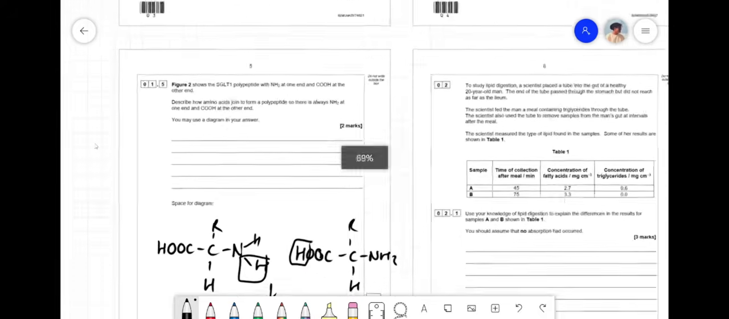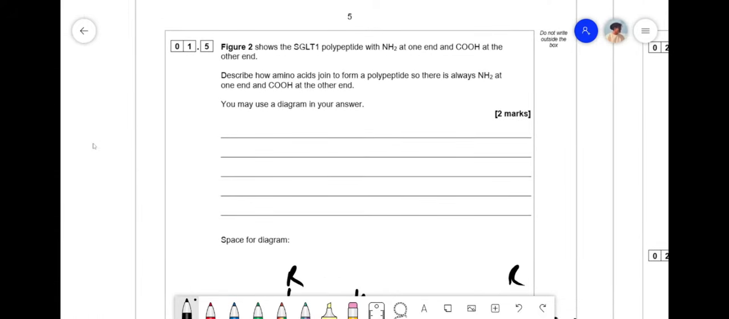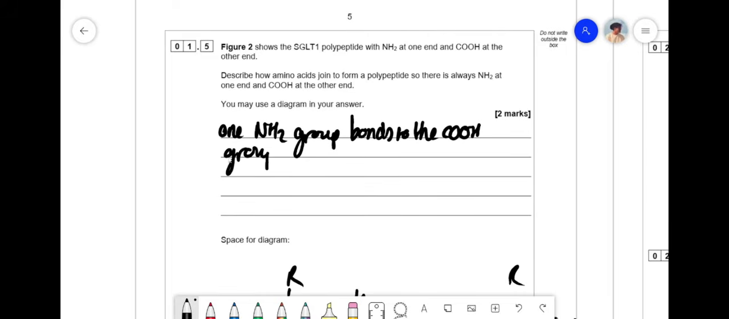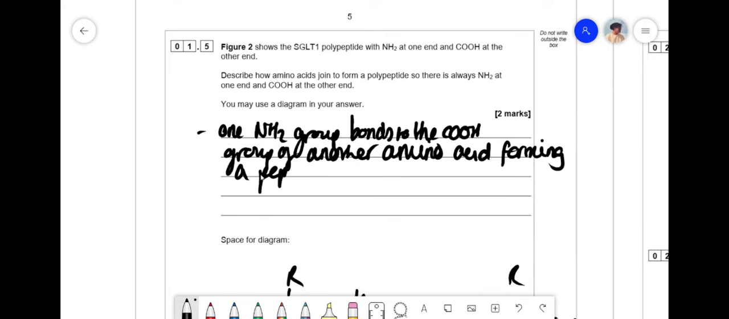Now, what do we actually write in this question? So, you can say that one NH2 group bonds to the COOH group of another amino acid, forming a peptide bond is a smart way of saying this. You should always, I'll get onto this one sec. Forming a peptide bond.